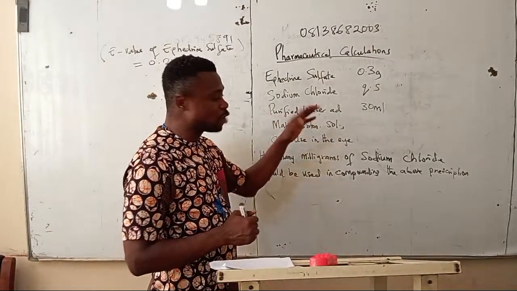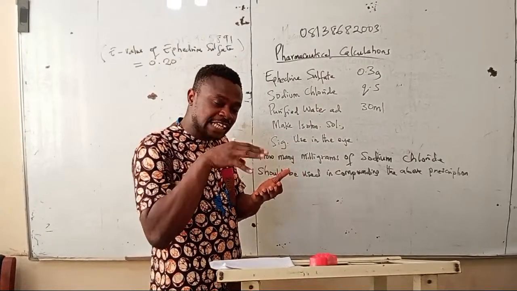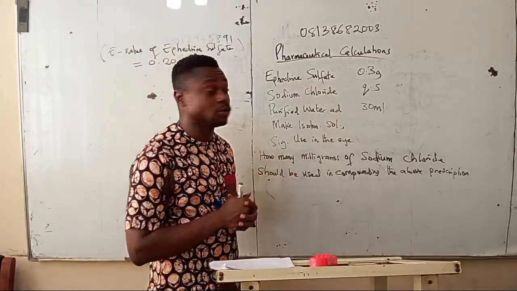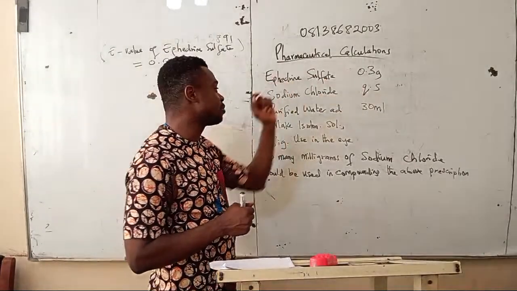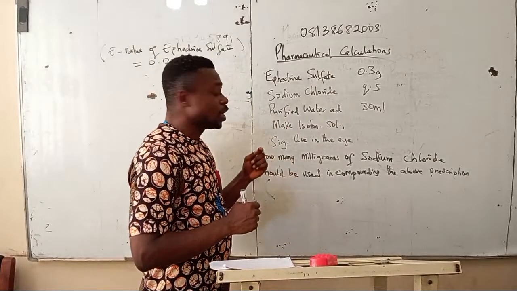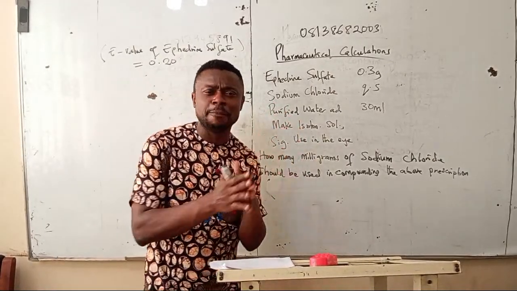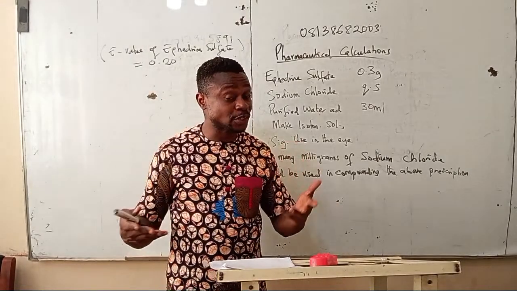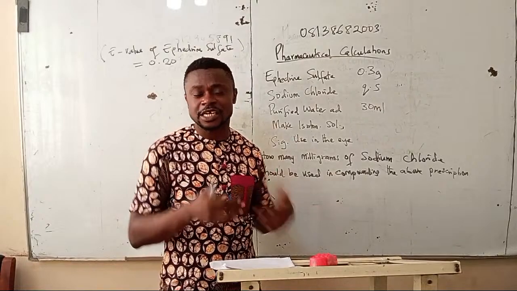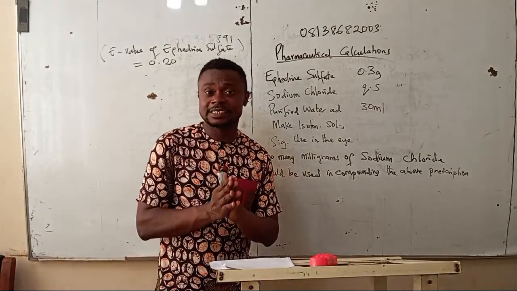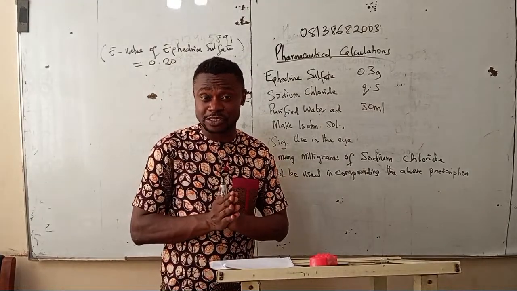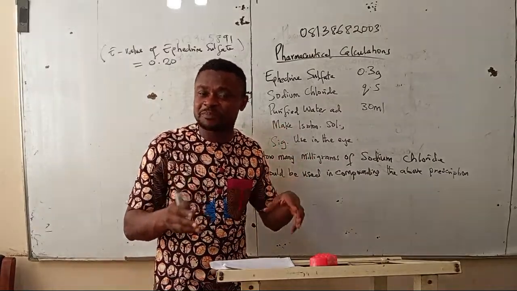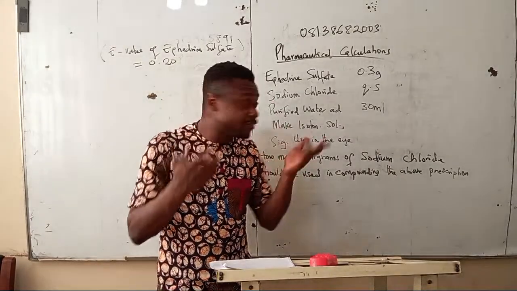It is the pressure exerted by the concentration of the solute in the solution. Here we have ephedrine sulfate, 0.3 gram, and sodium chloride, sufficient quantity. It has been established that 0.9% weight in volume of sodium chloride solution is isotonic because it depresses the freezing point of water by 0.52 degrees Celsius. That means it has a freezing point of minus 0.52 degrees Celsius, which is exactly the freezing point of the body fluid, lacrimal fluid.